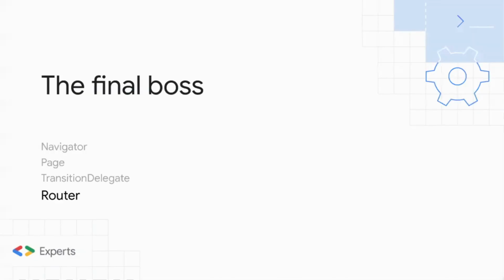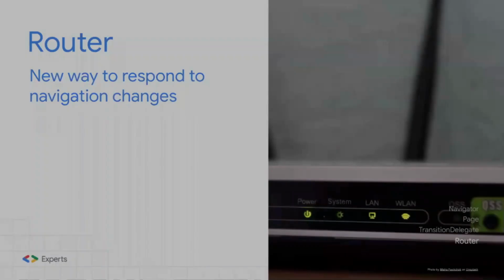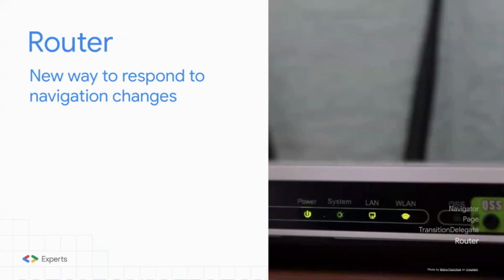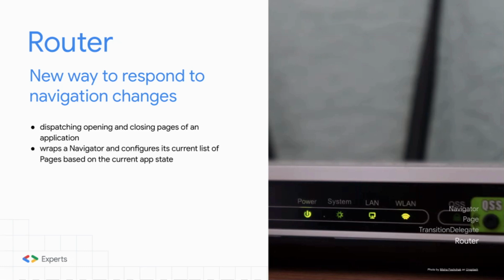And here we have our final boss, which is the Router widget. Router is a new way to respond to navigation changes, especially in web APIs. From the documentation, we know that this is responsible for dispatching the opening and closing of pages of the application. It wraps the Navigator and configures the current list of pages based on the current app state. So your app state can be stored anywhere you want, in a bloc, change notifier, state of a widget, wherever. But the Router will handle the changes of the navigation stack for you.